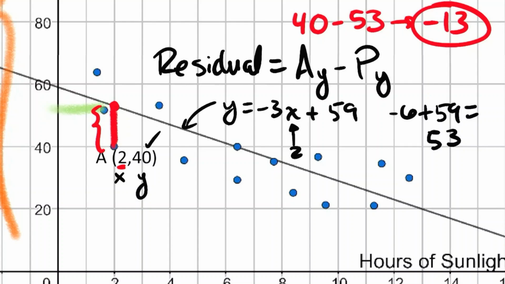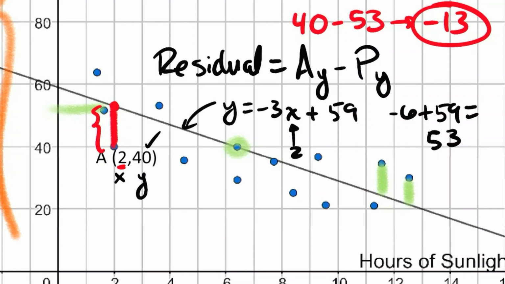And you can see that every single one of these data points has its own residual. Some of the points, like this one right here in green, look like they've got a residual of nothing. Some of them have positive residuals. You can see these are above the line. And some of them, like the one we just did, have negative residuals. So that's just a little review of the residuals.